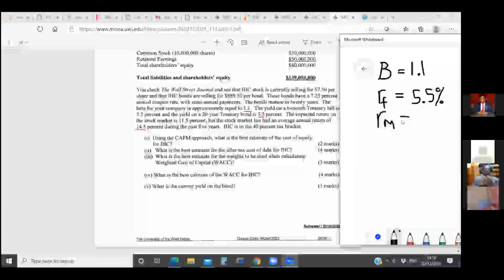Okay, can't choose either. 3.5 treasury bill. Okay, I mean, good suggestions, definitely.